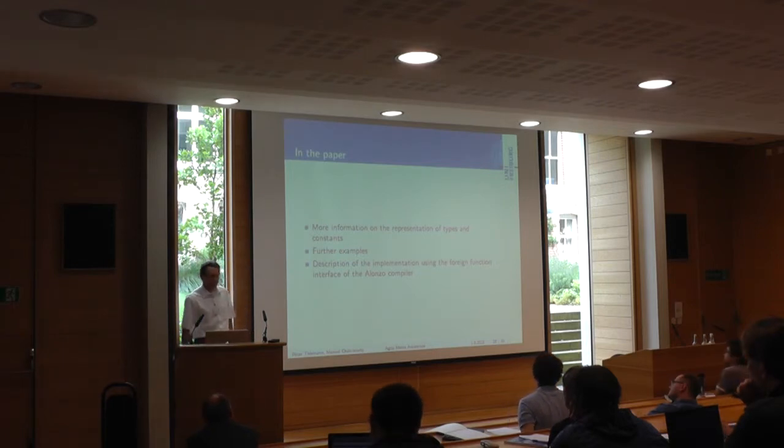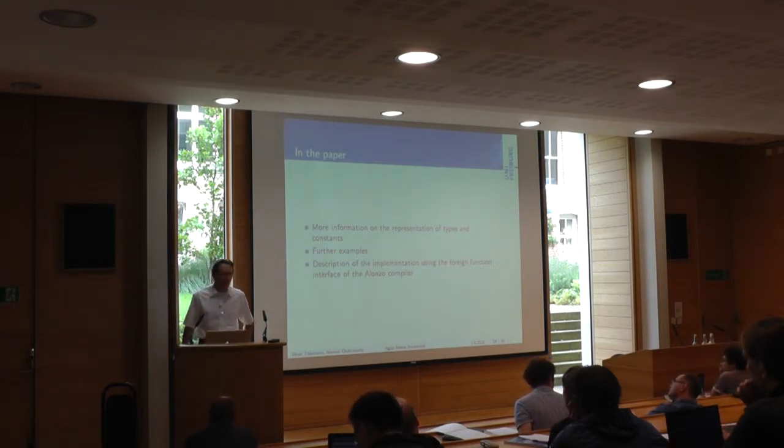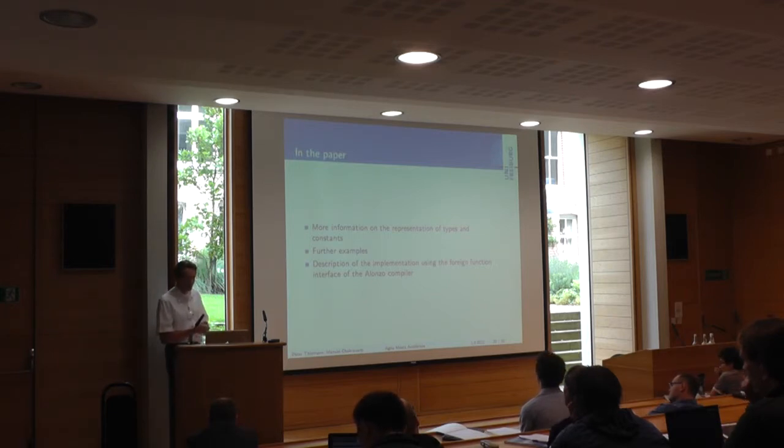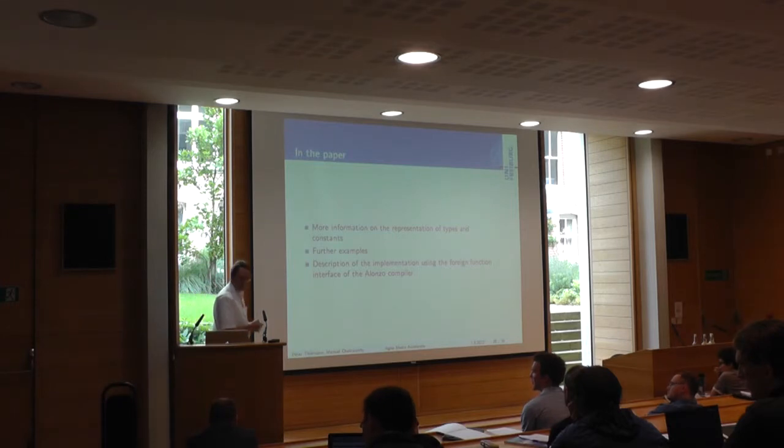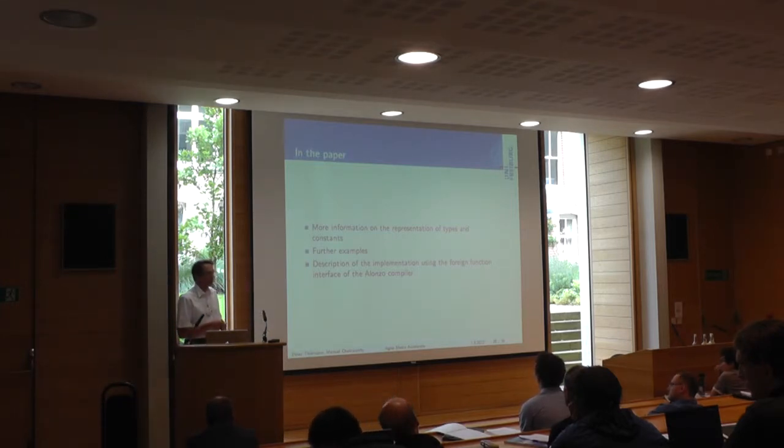Furthermore, there's some more information about the representation of types and constants. So what you've seen here, the float thing, of course, Agda doesn't have a float, so we have to come up with some way of representing that. There are some further examples there. And there's a whole section dedicated to the description of the implementation, which is using the foreign function interface of the Agda compiler. And this is really messy.